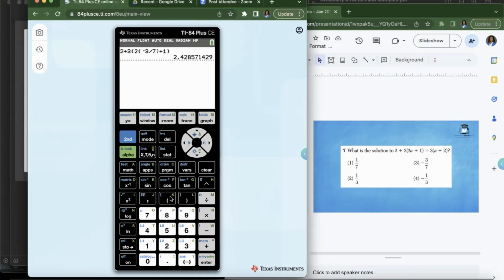Then we're going to test out the right-hand side. We have 3, open parentheses. We're going to use another parentheses to enter the fraction, -3 divided by 7. Close that parentheses, and then we're going to go ahead and add 2. And you'll notice that these two values are not equivalent. So -3/7 is not a solution.